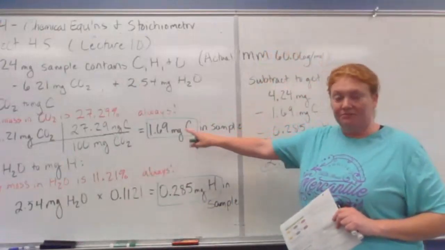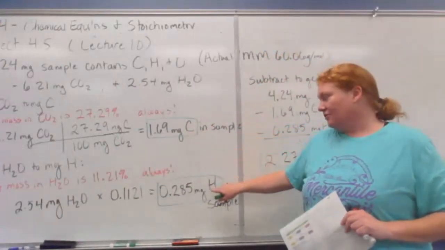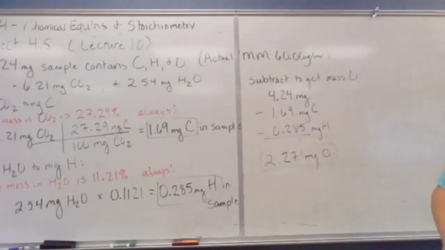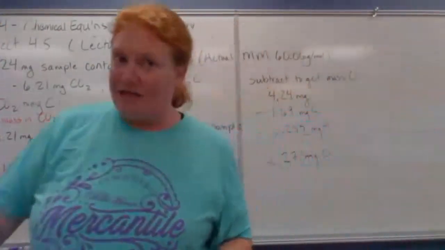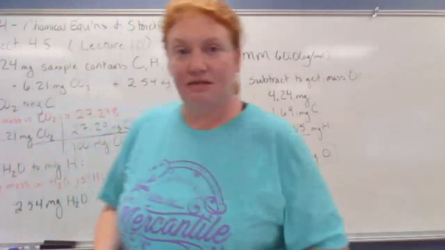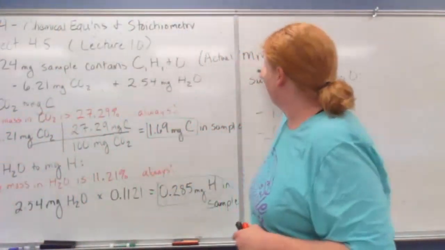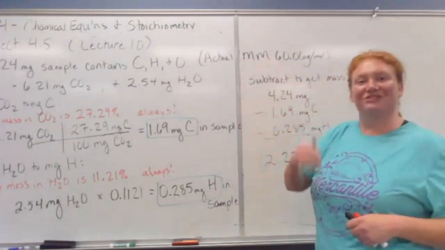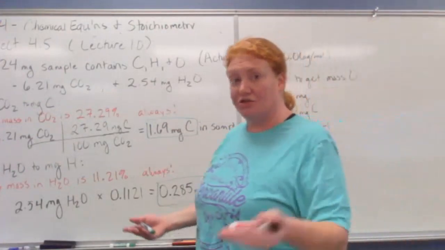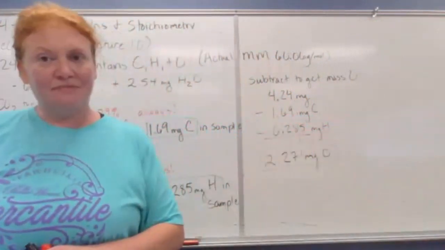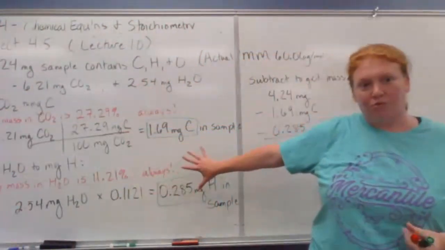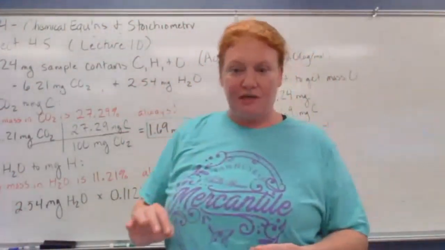Convert milligrams of carbon to moles. Convert milligrams of hydrogen to moles. Convert milligrams of oxygen to moles. Divide by the smallest amount of moles. Get your empirical formula. To get the molecular formula, you have to be given the actual molar mass. Divide this by the empirical mass. Get your coefficient, your multiple. There you go. So hopefully introducing this first part will help us work through some more examples.